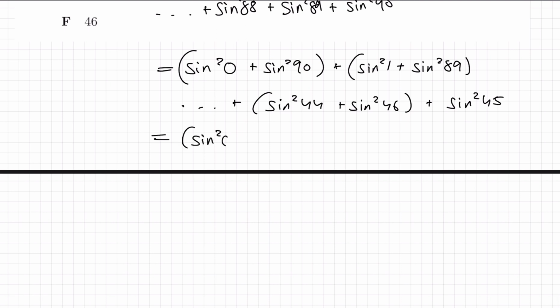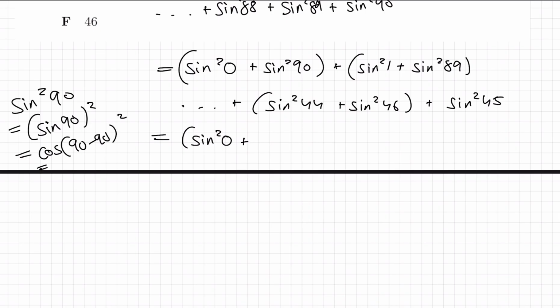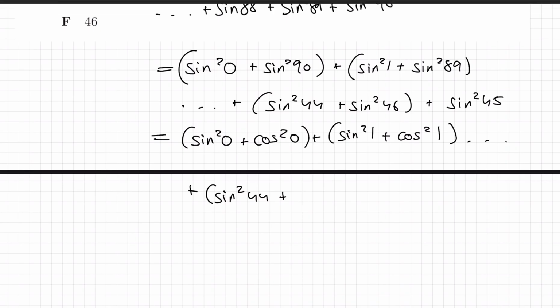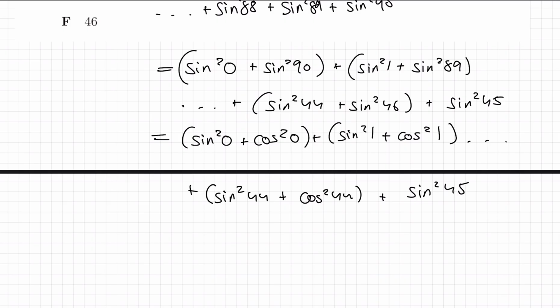So we'll leave the first sine as it is, but the second one, well, let's just look at sine squared 90 as an example. This is the same thing as sine 90 all squared. And then this is equal to cos of 90 minus 90, squared still, which is equal to cos squared 0. Do the same thing for all of the other ones. We have sine squared 1 plus cos squared 1, plus sine squared all the way up to sine squared 44 plus cos squared 44. And we'll just leave this sine squared 45 on the end.